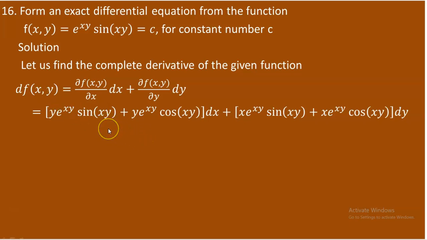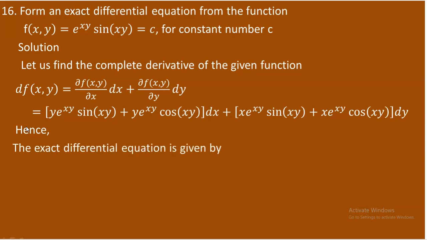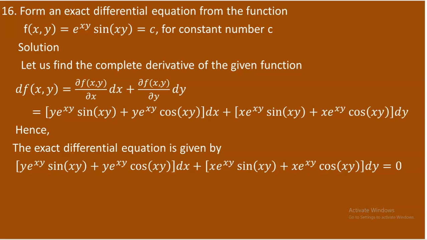So dear students, what can you understand from this? Look, this is a constant. As we apply the complete derivative here, the derivative of this goes to 0, so you can assign 0 here. One can have the following exact differential equation, as shown here: y e to the power of xy sine of xy plus y e to the power of xy cos xy dx plus x e to the power of xy sine xy plus x e to the power of xy cos xy dy equals 0.